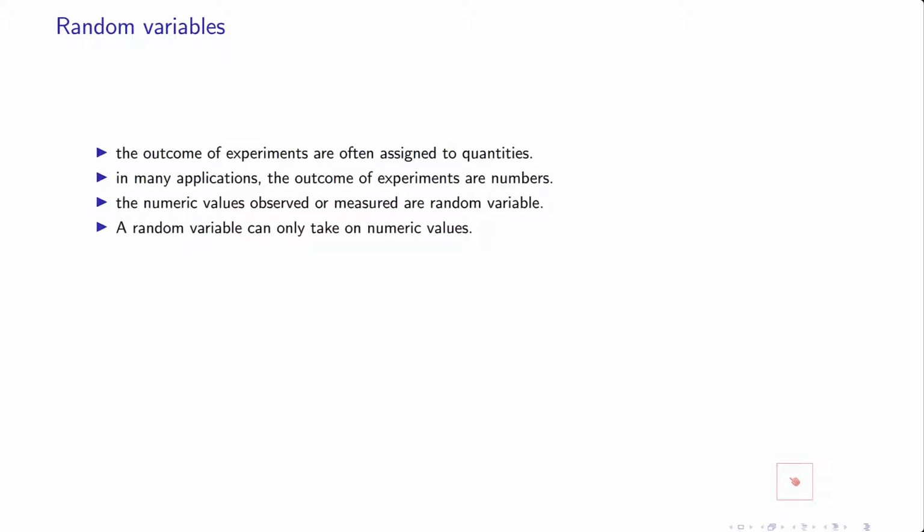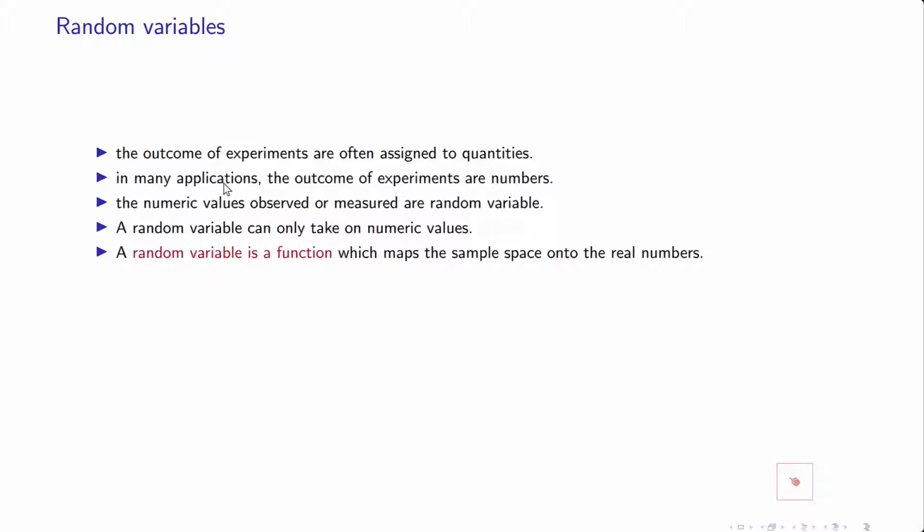A random variable can only take on numerical values. You have to remember, a random variable is not a numerical value, but it can take a numerical value. We want to define these properly in this chapter. We will give a very precise definition: a random variable is a function, not a number. And this function maps the sample space into the set of real numbers.